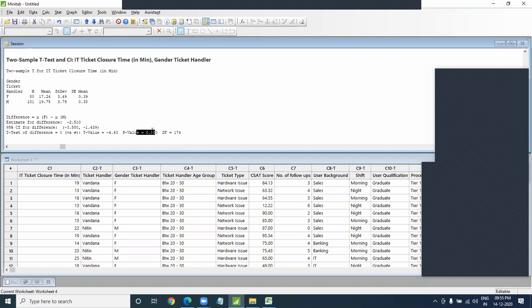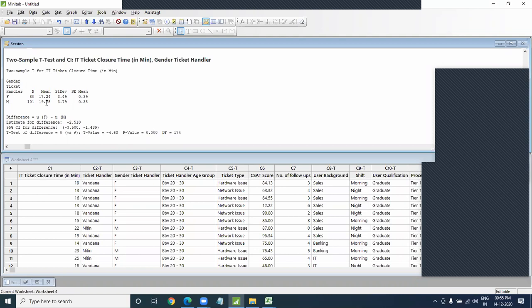Looking at the p-value, I can confidently say that the differences we are seeing between male and female are statistically significant and large. These are not small differences. These are not by chance. These are significant, real differences, and these are large differences, number one.